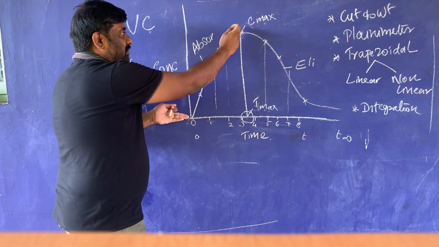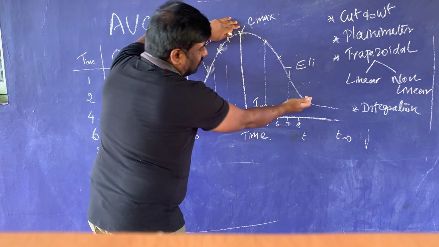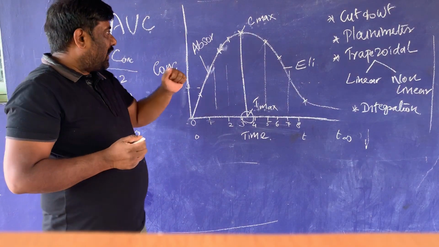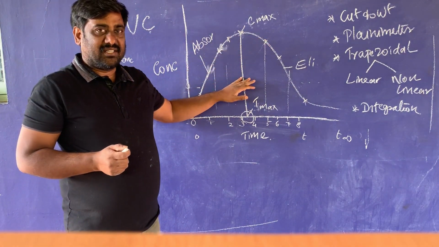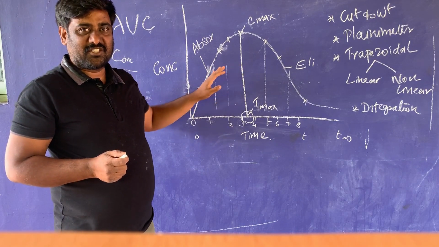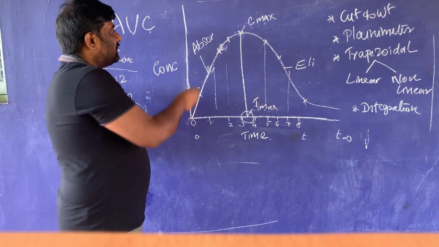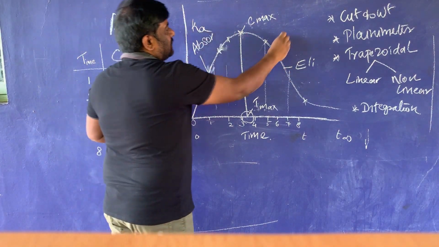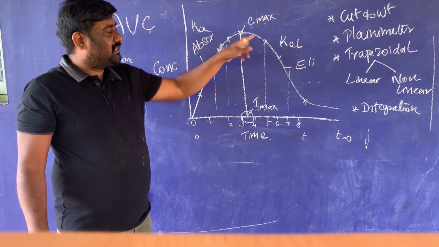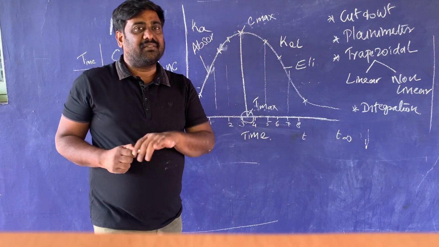So here, from here to here, we are able to calculate the absorption rate constant. From here to here, we are able to calculate the elimination rate constant. So why do we want to check the rate constant? The rate constant is nothing but kinetics, that means movement speed. So the absorption rate constant is called as Ka. This is called as Kel. So by using these two rate constants, we are able to calculate T half.